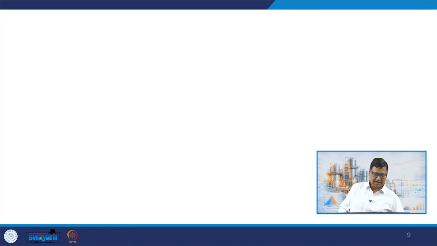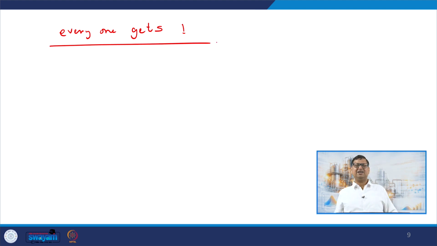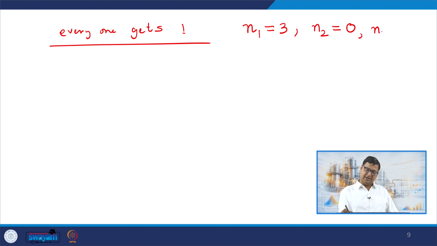So let's say I am doing the case where everybody gets 1. And keep in mind that the molecules are indistinguishable, so who gets 1 is not the point. The point is everyone gets 1. So I'm not differentiating between who is getting what. Now how many ways is it possible? In this case, the number of particles having 1 chocolate is equal to 3. The number of particles having 2 chocolates is equal to 0, and the number of particles having 3 chocolates is also equal to 0.